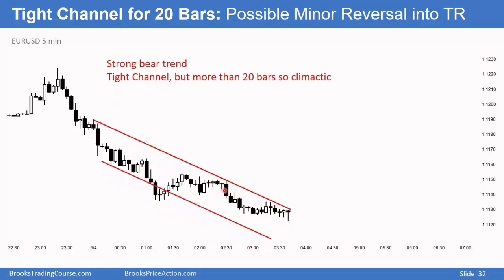Fairly tight channel, but lots of small dojis. Tight channel lasting 20 or more bars, probably climactic, especially when so many of the bars are dojis. Probably not much more down, and it's likely soon to get a bull breakout and then become a trading range.